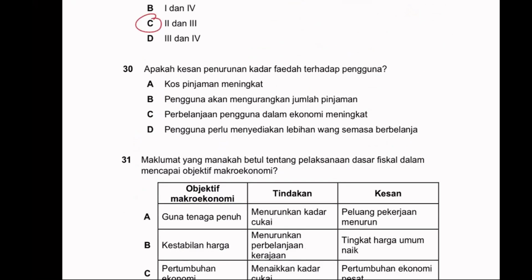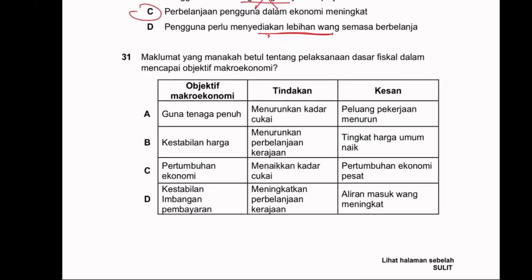And next, kesan penurunan kadar faedah. Reduce the faedah. What's the effect? When faedah go down, cost menurun. You will borrow more money. Okay, so perbelanjaan meningkat. Understand? Donkey is wrong because you no need to prepare one. Because you can borrow. Okay, because you can borrow.